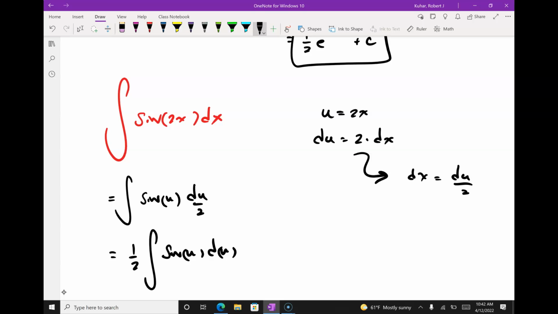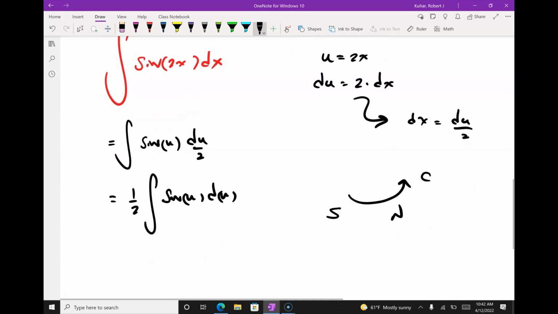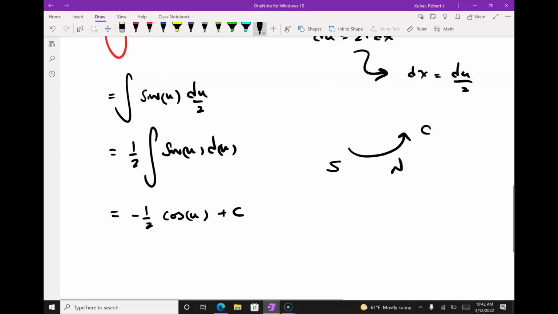We know the antiderivative of sine is what? Negative cos, right? So negative 1/2 cos of u plus c, but I know u is 2x, right?